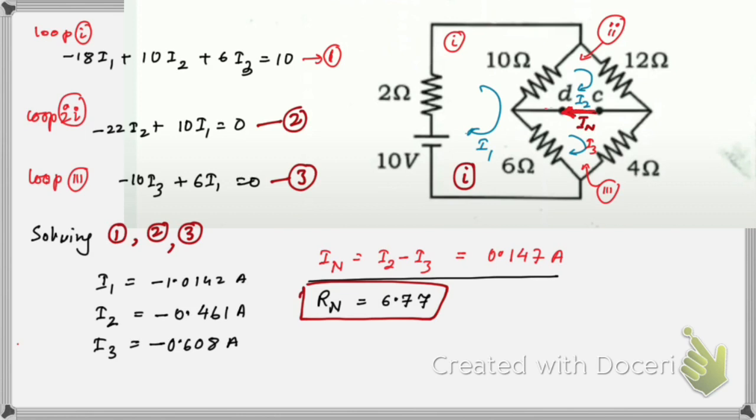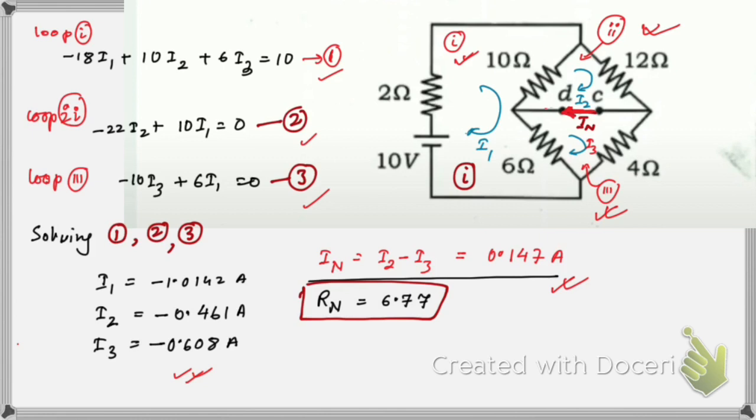So now we have got 3 loops. This is the third loop, this is the second loop, this is the first loop. We have got 3 loops, and in all the 3 loops I have applied KVL to get these 3 equations. How to apply KVL, I have already shown once, right? And solving these 3 equations, I have got I1, I2, I3. Hope you know how to solve these 3 equations. Then I have got IN is equal to this, right?